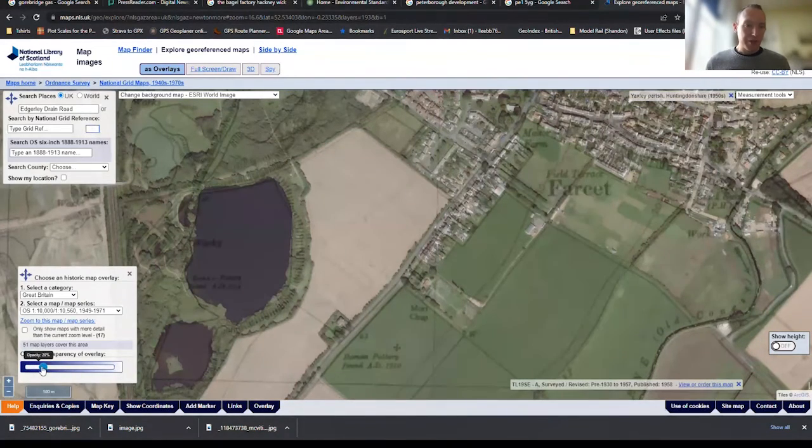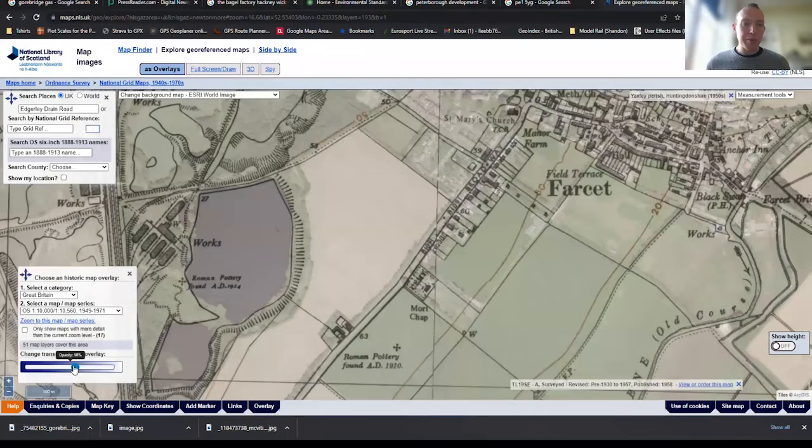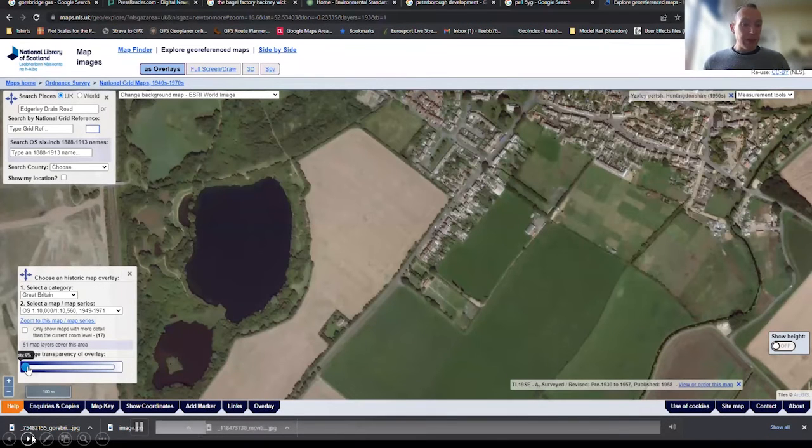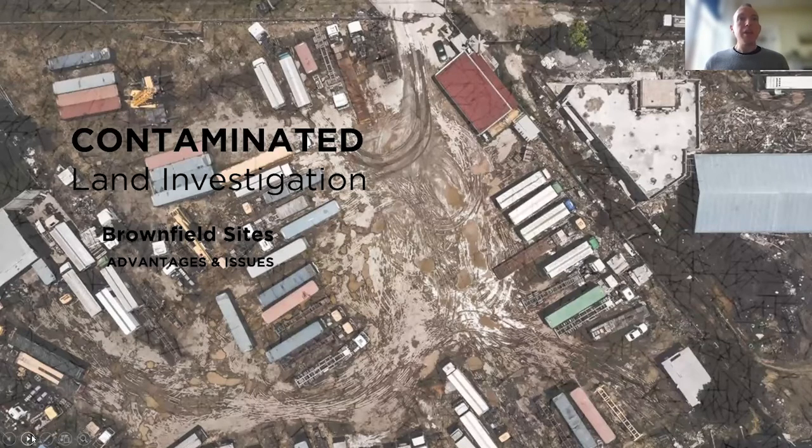But if I overlay this with a historic map, you can see that this site used to be a brickworks with kilns, a well, pits, old railway lines, all sorts of industrial activity going on there, that while it appears today like a nice, clean, green site, could be contaminated with all sorts of things. There we go. So the UK has been industrial for hundreds of years, so there's plenty of brownfield sites around.